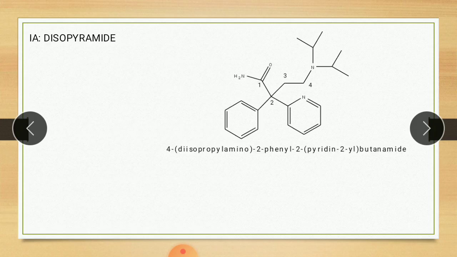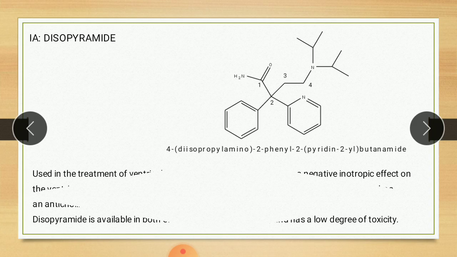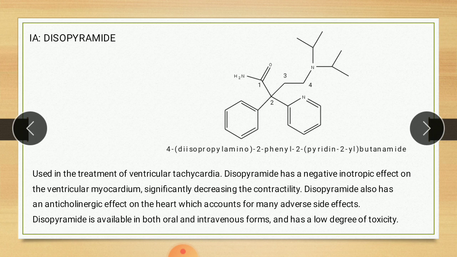Next drug is disopyramide. So this is the structure of disopyramide. First we see the IUPAC name. So here there is a butanamide. Butanamide means 4 carbon with an amide group. Numbering is given 1, 2, 3, 4 with this amide group. So 4 carbon with an amide group, that is butanamide.